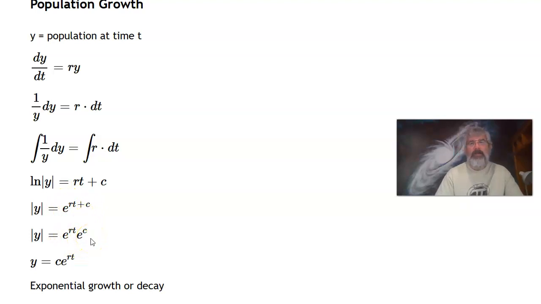But e to the c is a positive constant. If I replace it with c, which could be a positive or negative constant, then it allows me to get rid of that absolute value sign. And I get y equals c e to the rt, right?